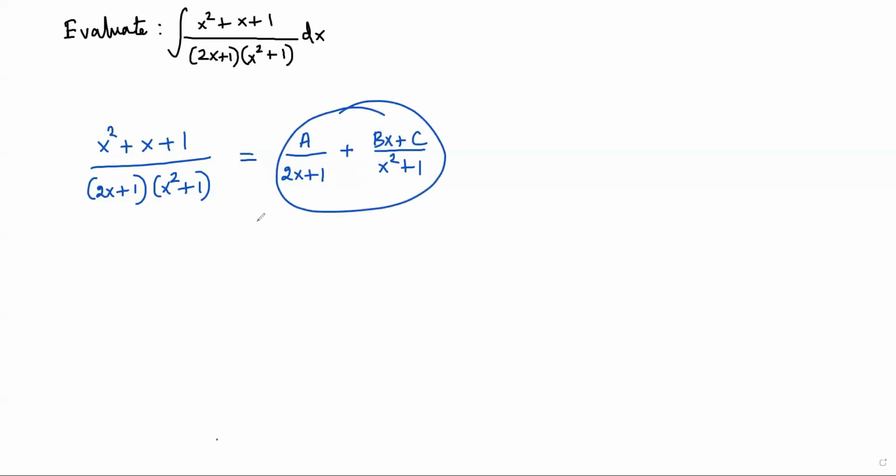To simplify the expression on the right side, I have to get a common denominator for these two fractions. It is the least common multiple of the two denominators, 2x + 1 and x² + 1, which is the denominator we have on the left side. So the denominator of each fraction on the right side must be (2x + 1)(x² + 1). Let's do it in the next step.